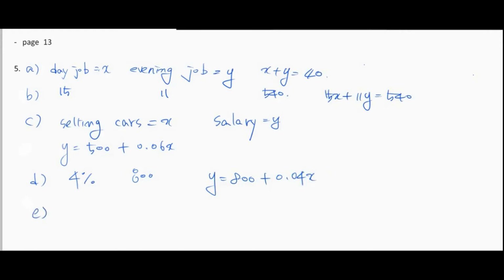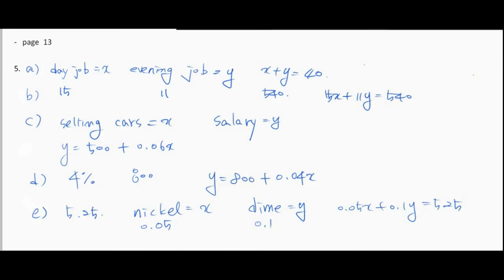And let's see. A piggy bank contains $5.25 in total, and there are only nickels and dimes in the piggy bank. Right here, I'll put nickels as x, and I'll put dimes as y. A nickel is 5 cents and a dime is 10 cents, so it'll be 0.05 and 0.1 of a dollar. And then the money in the piggy bank will be 0.05x plus 0.1y equals 5.25.